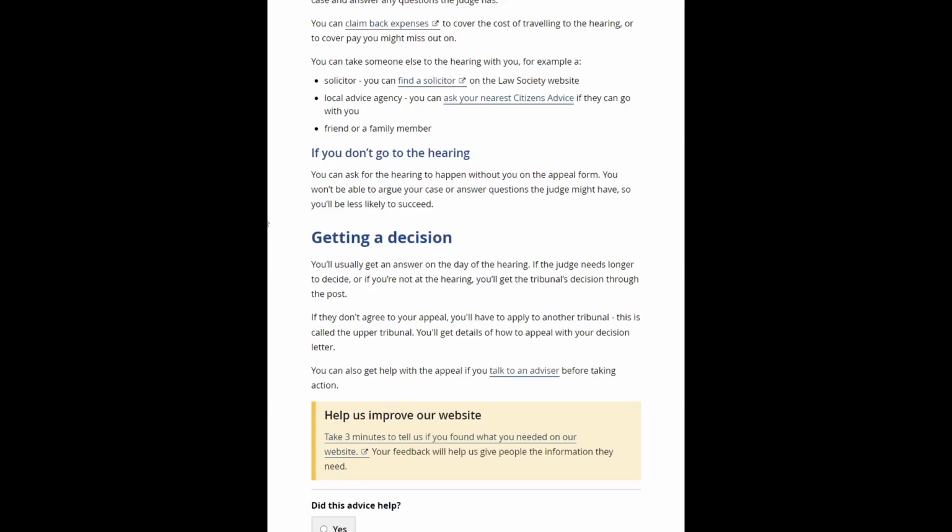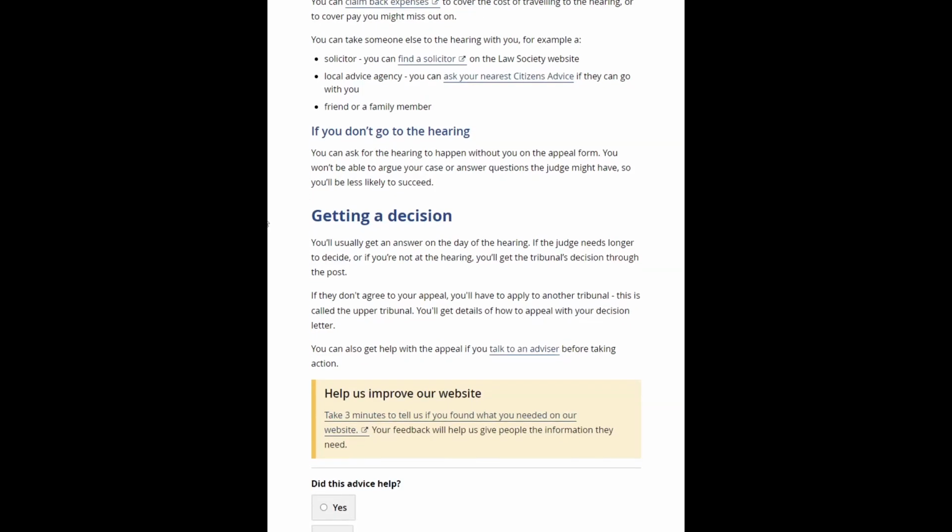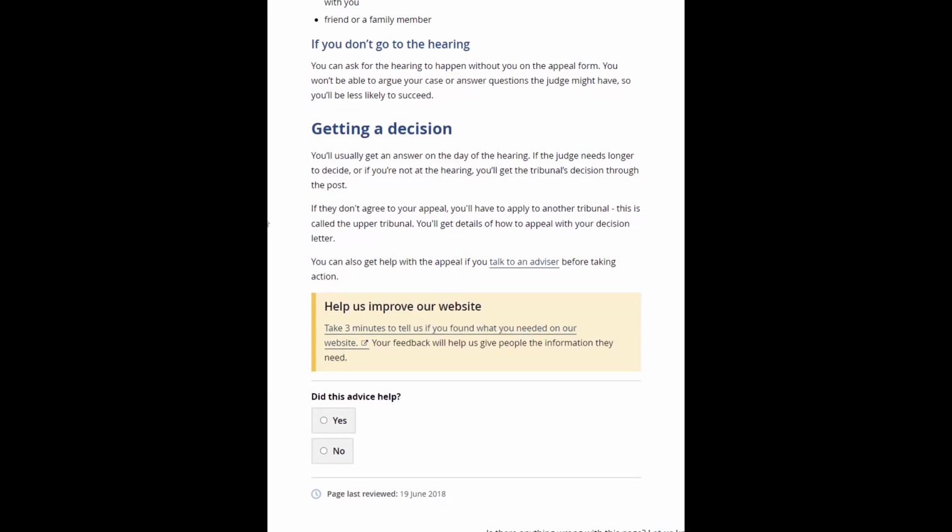If they don't agree to your appeal, you'll have to apply to another tribunal, and this is called the upper tribunal. And you'll get details of that with your decision. So, even when you appeal to the tribunal, you get one more chance to appeal it. Bear in mind that most PIP claims are 80% win at tribunal.